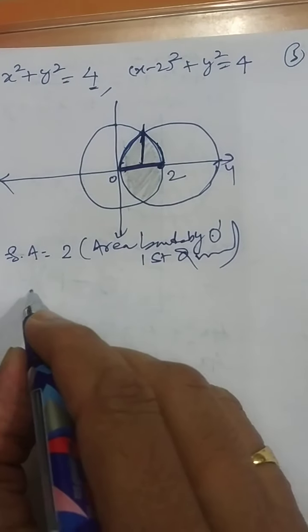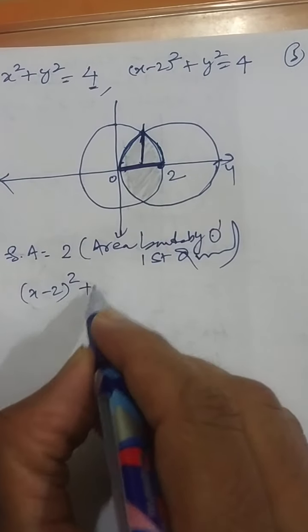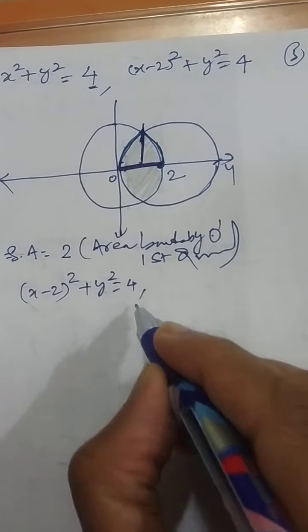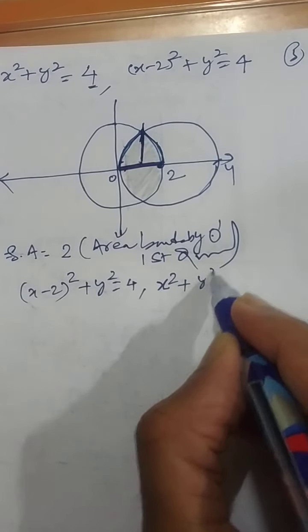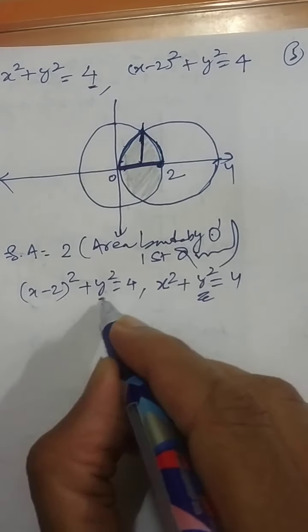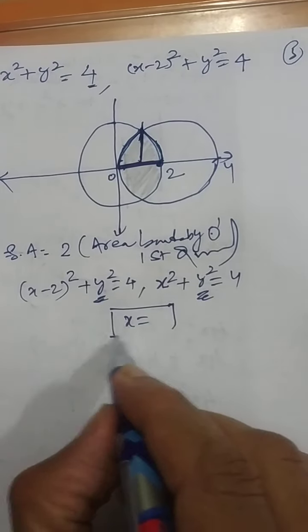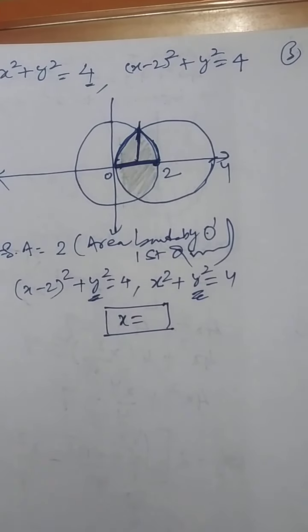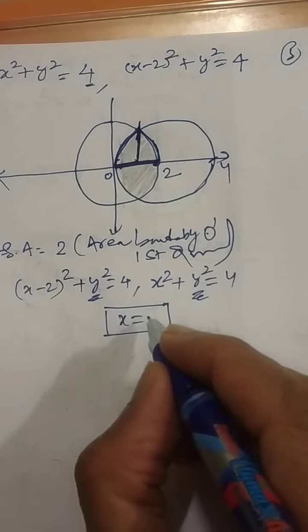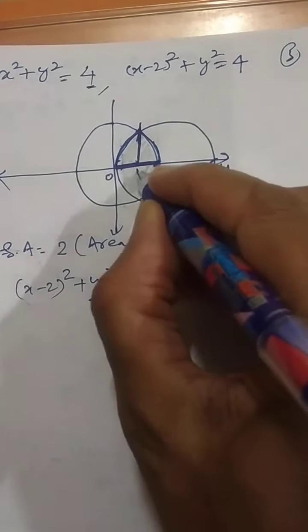Solve these two equations: (x minus 2) the whole square plus y square is equal to 4, and x square plus y square is equal to 4. Compare y square of both and simplify. Let me know what value of x you are getting. I am waiting for that. So x is 1. This is nothing but 1.